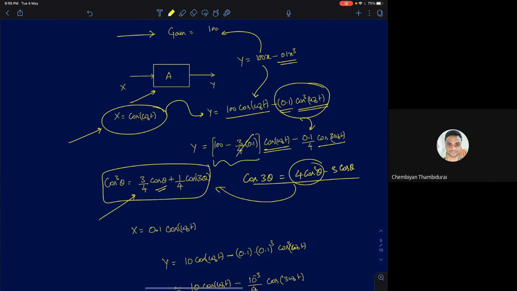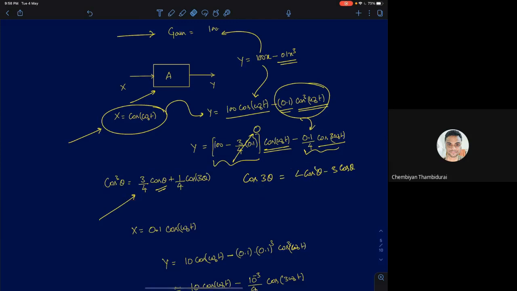Now this term is negligibly small in comparison with 100, so I'll ignore this term. So I'll only consider this. Now if you see, the output contains two frequencies. You fed an input of frequency omega naught, but now I can approximate the output to 100 cos omega naught t minus 0.1 by 4 cos 3 omega naught t. Of course, this term is of much smaller magnitude, but still you have an unwanted component present.